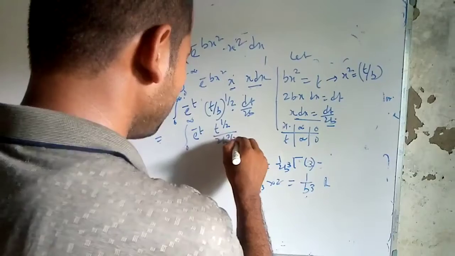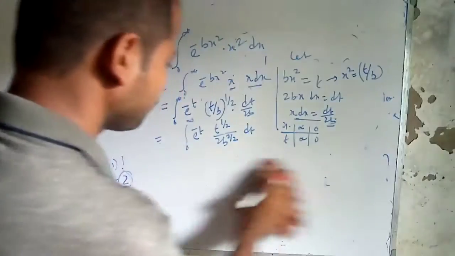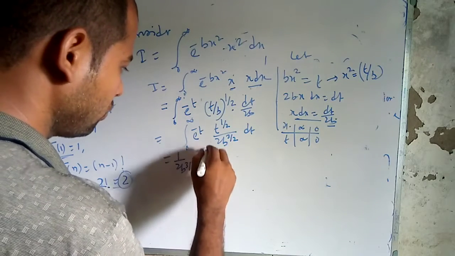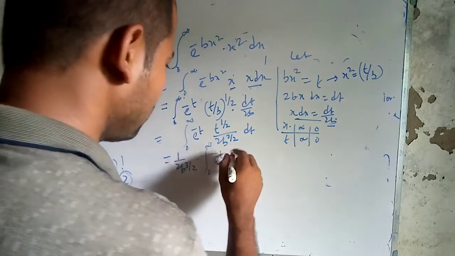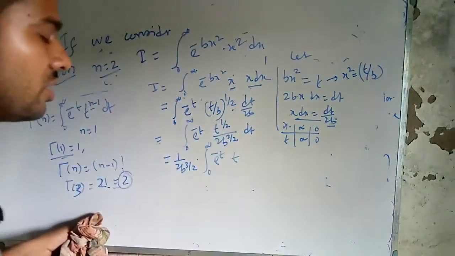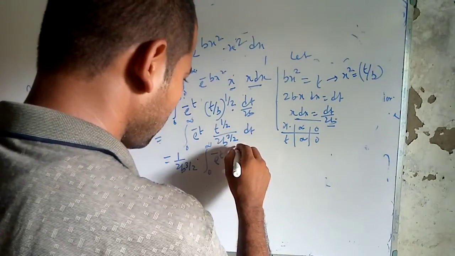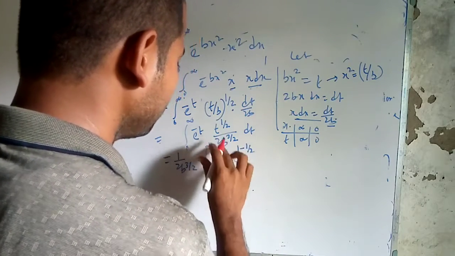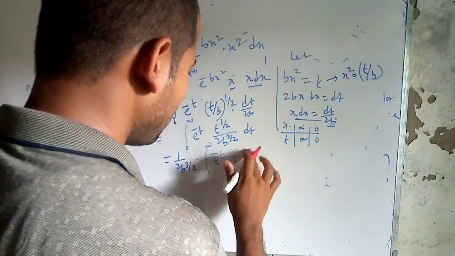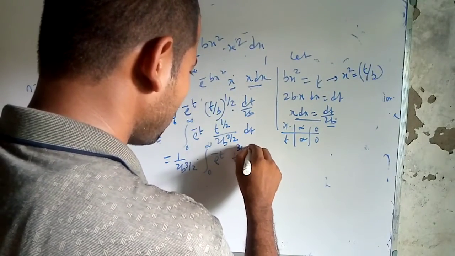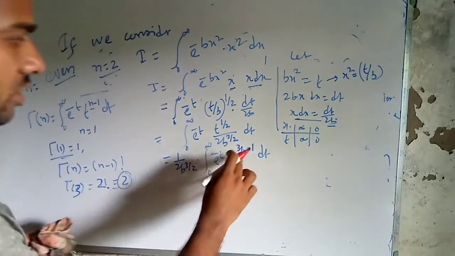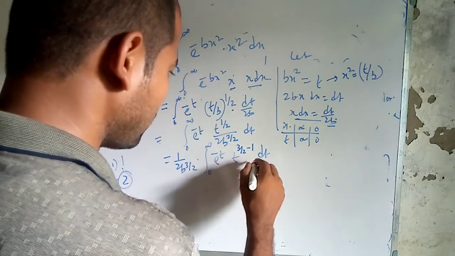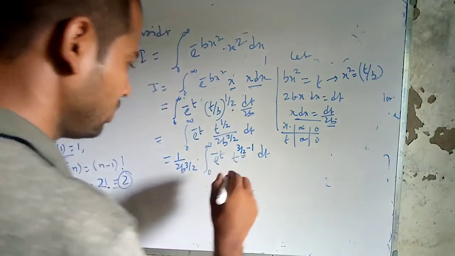1 into the 3 by 2 into dt, exactly. This is 1 by 2b to the 3 by 2 into integral 0 to infinity e to the minus t, t to the half, which can be written as n minus 1, this is 3 by 2 minus 1, which is half actually. And this is gamma function 3 by 2, this is actually gamma function 3 by 2, and this can be written here.